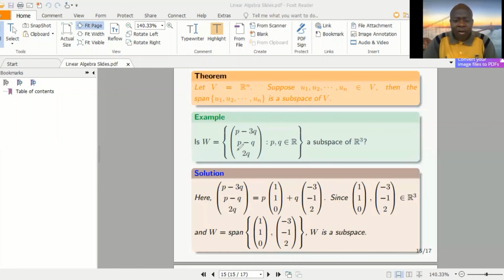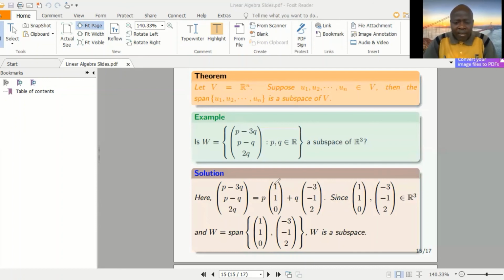So we think of how we can expand this so that it's written as a linear combination of other vectors. I can expand this as P multiplied by the vector 1, 1, 0, plus Q multiplied by the vector 3, negative 3, negative 1, then 2.